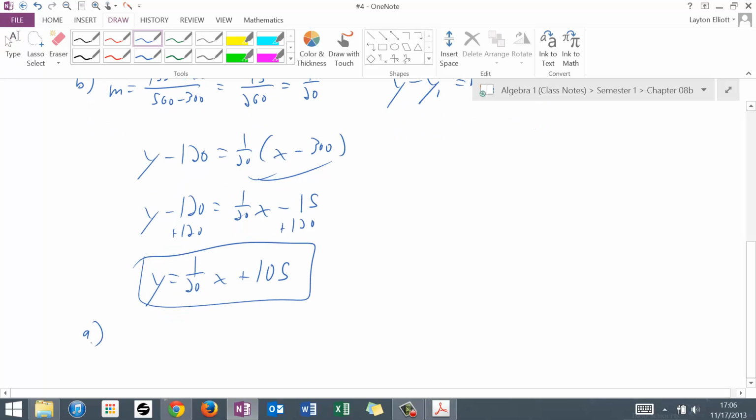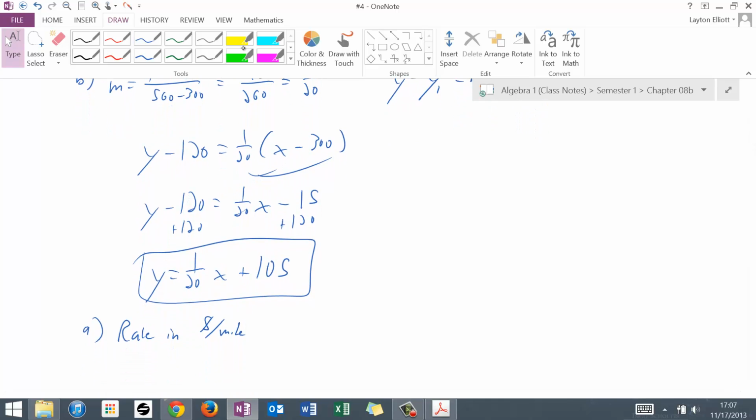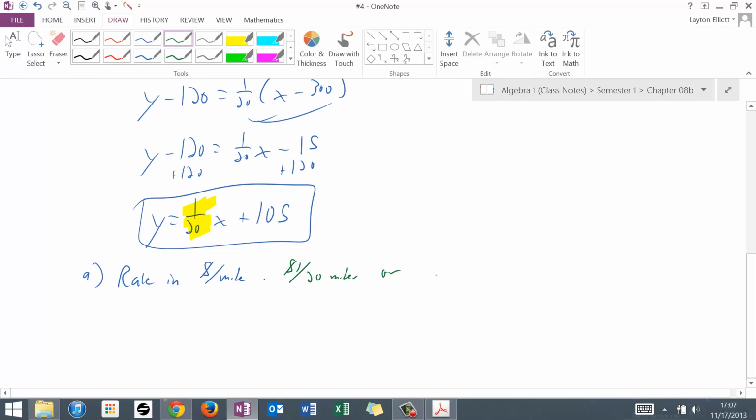Let's go back to part A and use that equation. The rate in dollars per mile would be this, because that's the slope, and rate is a slope. So we could write it as $1 per 20 miles, because that's what 1/20th could mean. Or I could reduce 1/20th and say that's $0.05 per mile, or we could really just say 5 cents per mile. So any of those would work, and they all answer the same question.